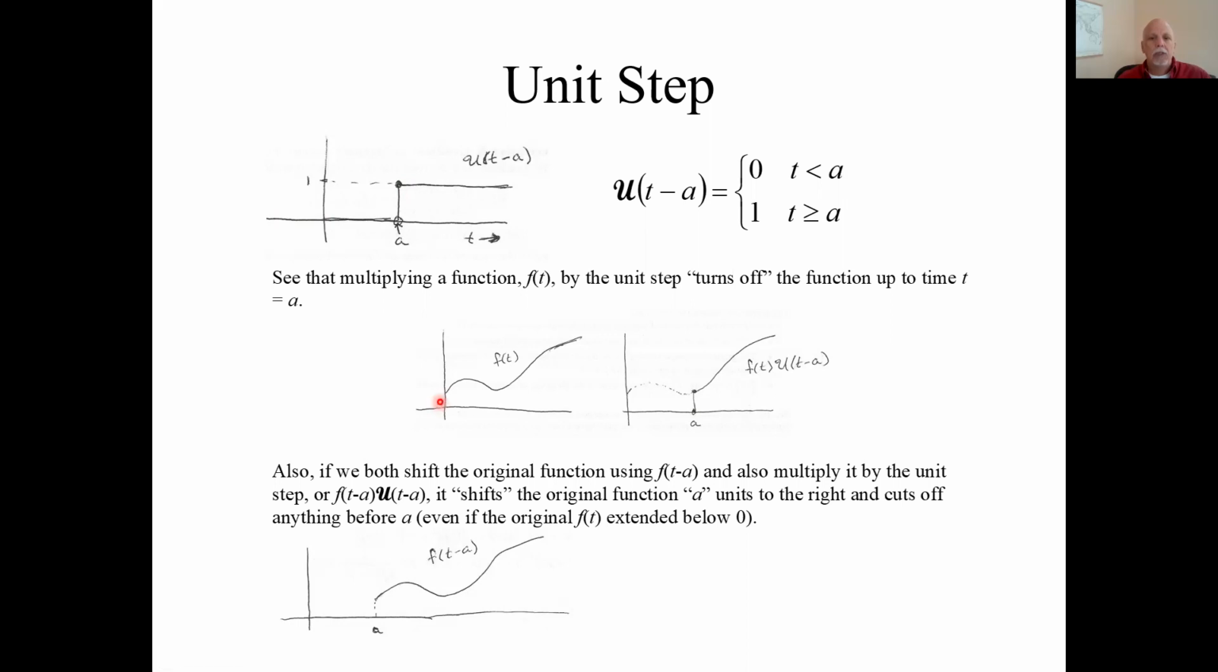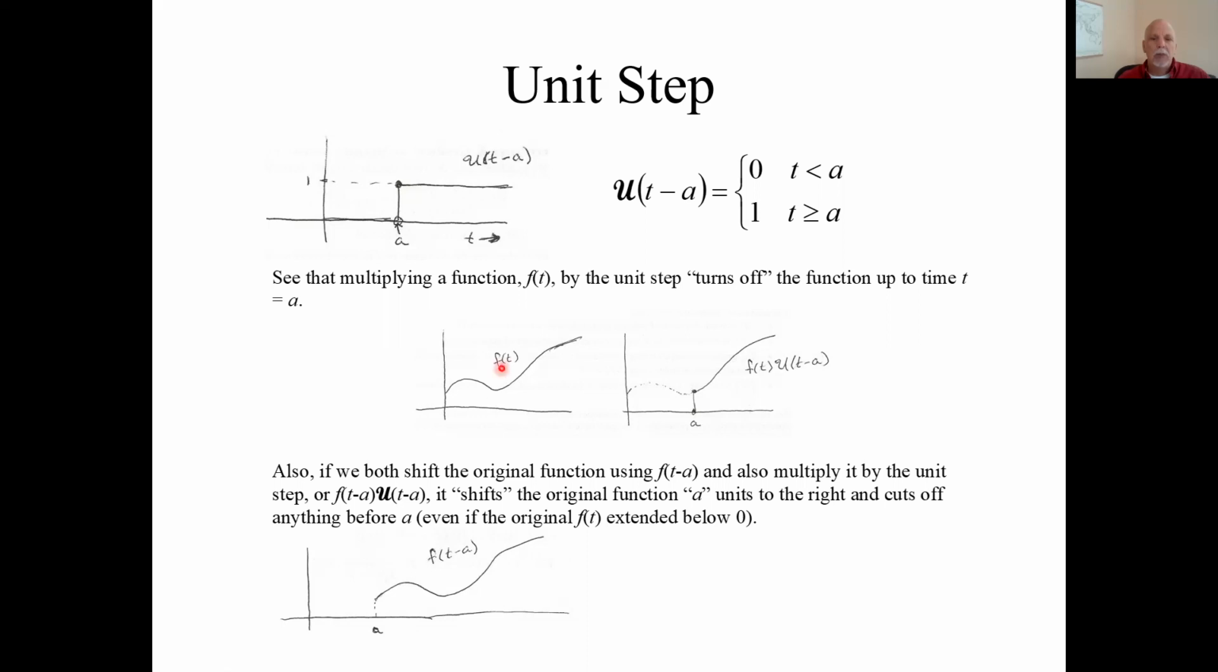What if we had a function and multiplied it by unit step T minus A? Well, since it's 0 to the left of A, it just lops off everything to the left of A. So our new function starts over here. It's the original function, just with the left side lopped off.